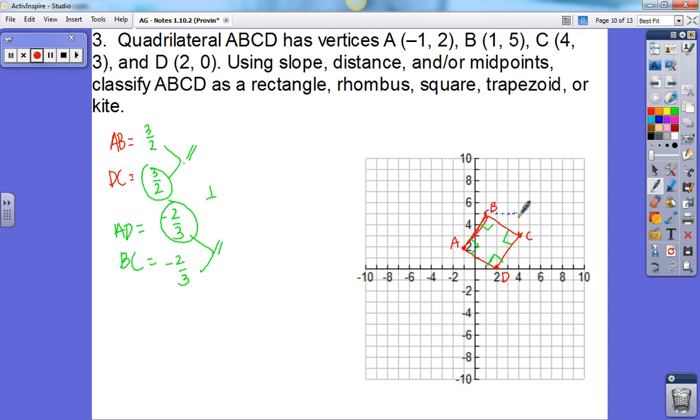sides. If each of these are 2 and 3, then the hypotenuses, which happen to be the sides of my figure, my quadrilateral, are also going to be the same. So all of the sides are congruent, which means that it is a square.